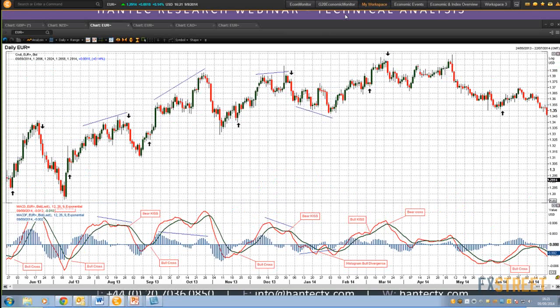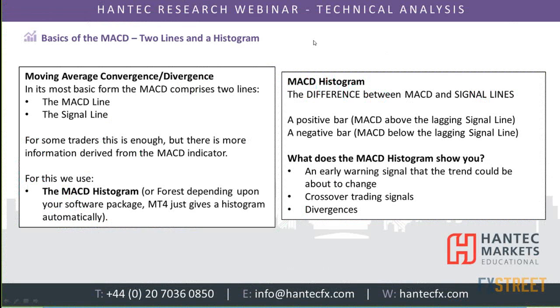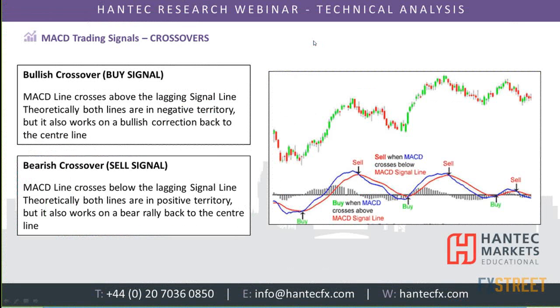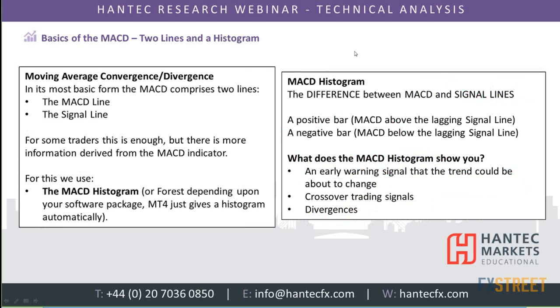Oh, that's a little bit early for that chart. So back here. Okay, so that's your histogram. And what do histograms give you? Divergences and crossover trading signals, etc. So it just gives you the added bonus of an earlier pattern as well.